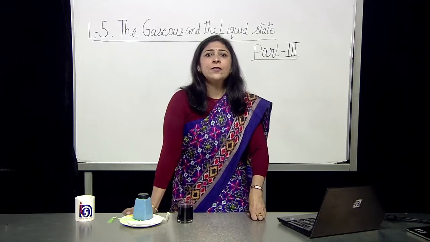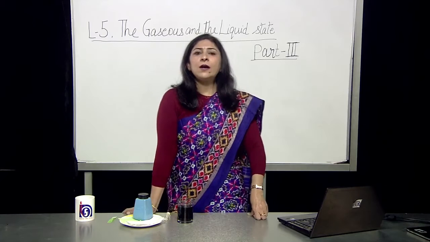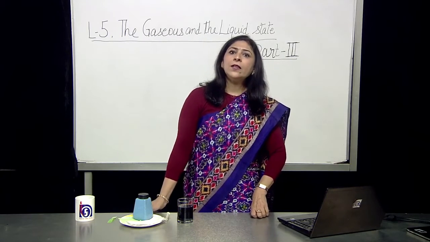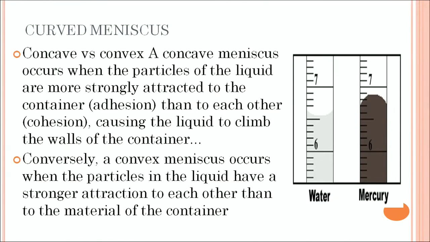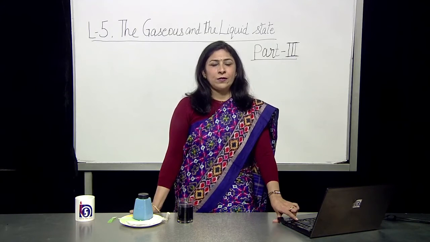Conversely, a convex meniscus occurs when the particles in the liquid have stronger attraction to each other than to the material of the container. So, we can say in water we have the concave meniscus. You can see the meniscus shape, while in the mercury case it is always convex because cohesion is more than adhesion. Now, let us start viscosity.